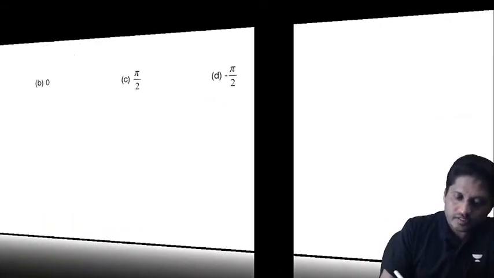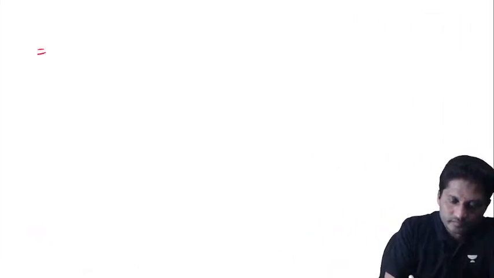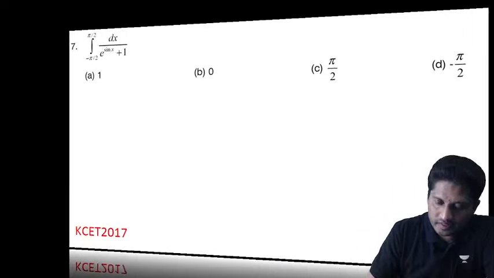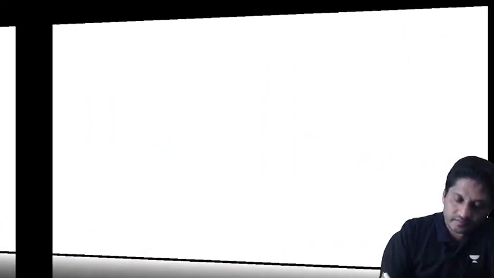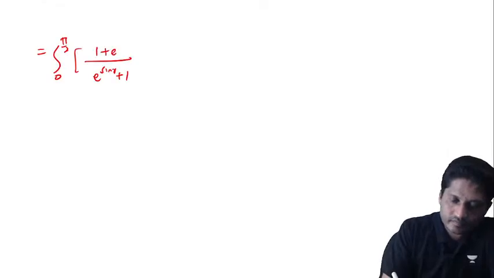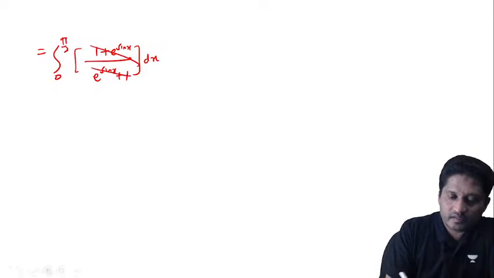0 to pi by 2. LCM is e power sin x plus 1, or 1 plus e power sin x. Denominator the same, numerators can be added. You will get 1 plus e power sin x dx, this will cancel. Integration of dx is x, this is 0 to pi by 2.